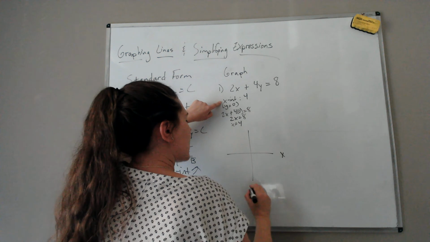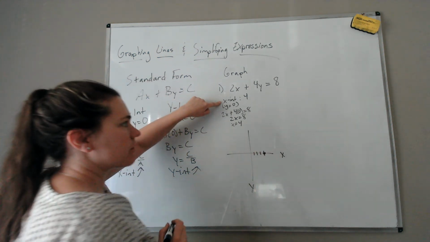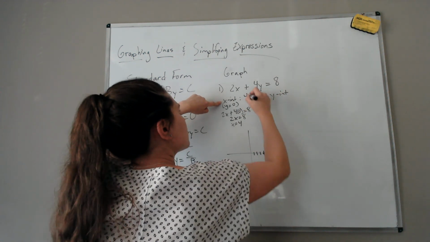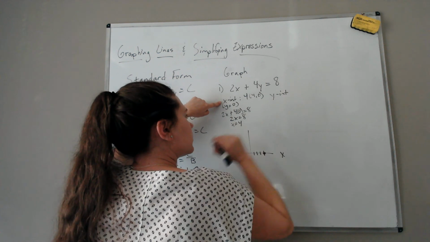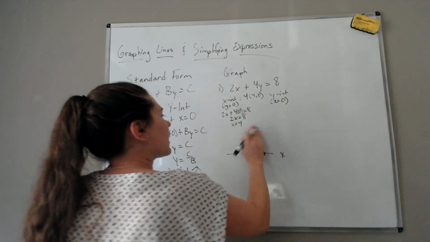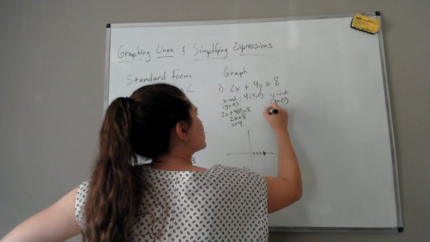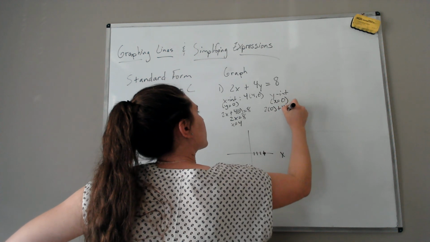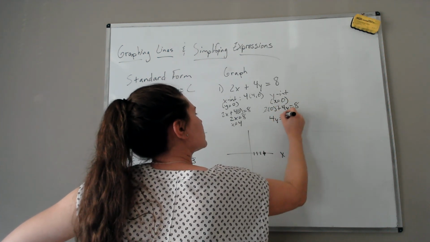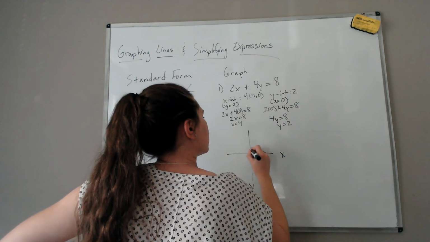So here's your x-axis, here's your y-axis. This has an x-intercept of 4. Now we get the y-intercept. That would be the point 4, 0. To get the y-intercept, which is where this line is going to hit the y-axis, you set x to be 0. So 2 times 0 plus 4y equals 8. This goes away. Positive 4y equals 8. So y equals 2. So the y-intercept is 2.